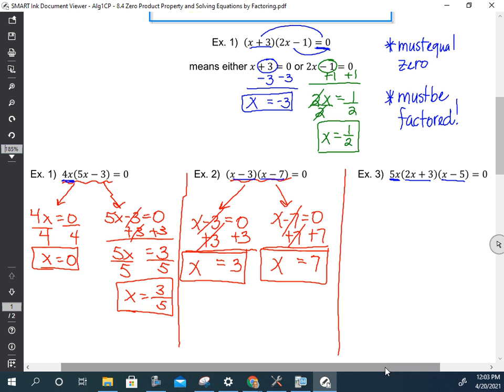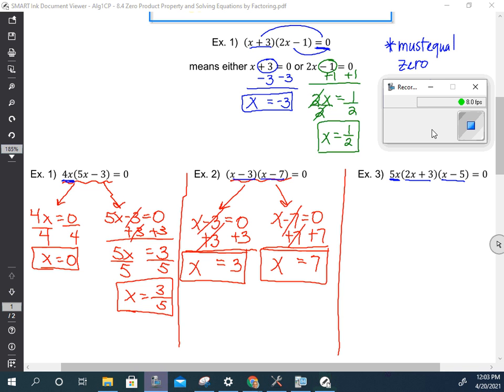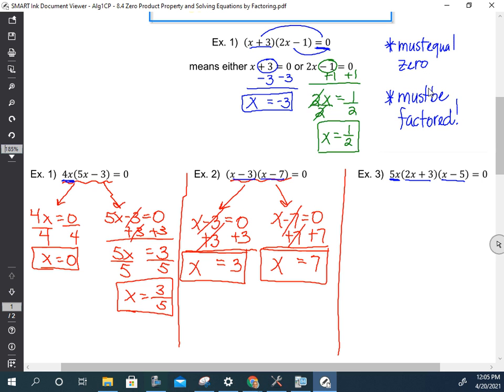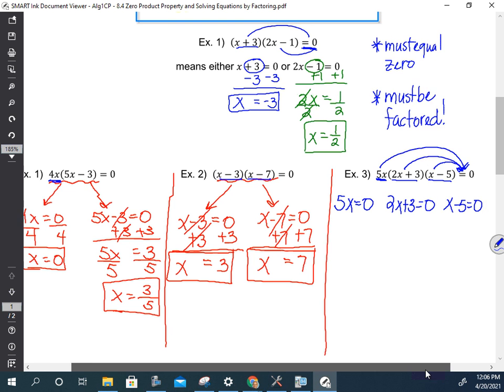So, example number 3 is no different than 1 and 2. There's just 3 parts. So 5x has to be set equal to 0. 2x + 3 has to be set equal to 0. And x - 5 has to be equal to 0. It's just 3 parts.